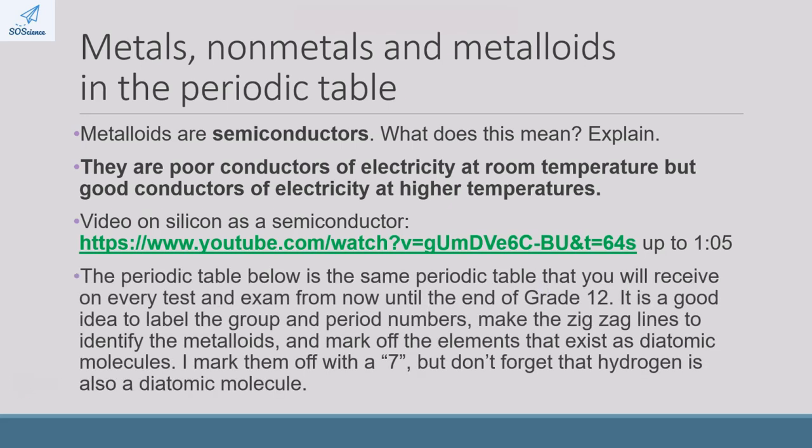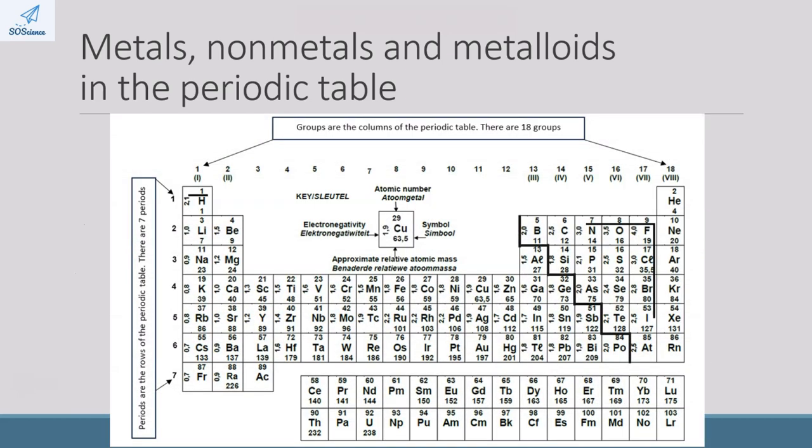Now, the periodic table on the next slide is the one that you'll receive on every test and exam all the way to matric. And what I already told you is that it's a really good idea to label your periods. Your columns are already labeled. It's a good idea to put in your zigzag lines. The number 7 for your diatomic molecules. Don't forget hydrogen. You can also mark off your semimetals, remembering to leave out aluminium, which is not a semimetal, but rather a metal. And it also makes a lot of sense to mark off all your nonmetals on the right-hand side of the periodic table.